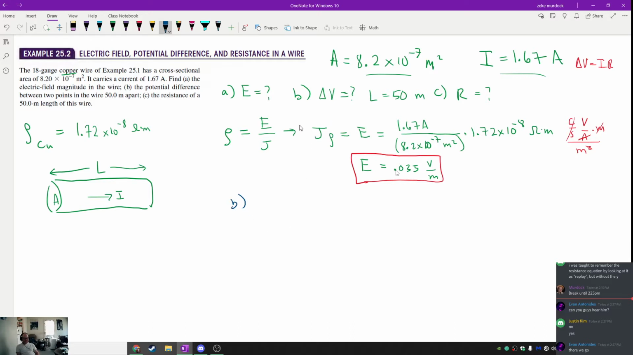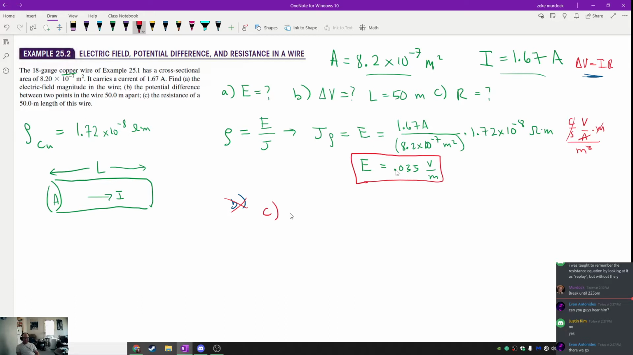We now want to find, did anyone have any questions? Okay, part B, we want to find the potential difference between 2 points in the wire that are 50 meters apart. So if we want to find delta V, we're probably going to want to use that equation. We have I, but we don't have R. So let's find R. So actually what we're going to do is we're going to do part C first.